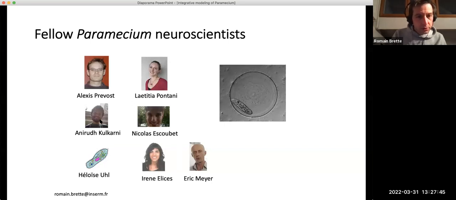And Anirudh Kulkarni and Irene Elises are the ones who did the electrophysiology. They were postdocs. Irene is still a postdoc. Nicola is a PhD student who's doing behavior. And Eloise is currently doing some 3D behavior with several cameras. And also, we're working with the specialist of paramecium genetics, who is Eric Meyer at the ENS in Paris. So we're trying in particular to identify the mechanoreceptors and also to develop a calcium indicator, a genetic indicator. So that's the work in progress now. That's it. Thank you for your attention, and any question, happy to answer.